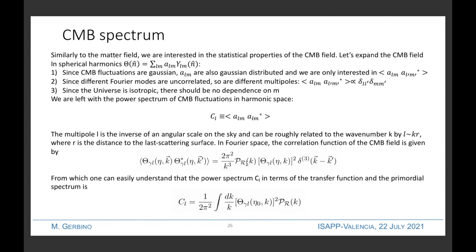If we use this expression for the Fourier space to define the power spectrum C_L, so we take the temperature field and expand it in spherical harmonics and compute this average here in terms of the expansion coefficient, then it is very easy to show that the power spectrum of the CMB in terms of the transfer function is simply given by this average over the different wave numbers of the transfer function weighted by the primordial power spectrum of initial fluctuations. This is very important because it's telling us that if we observe the CMB field, we can have information on both the physics of the CMB itself, but also on the physics of the very early universe, which is seeding the initial perturbations that then lead to the CMB field today.